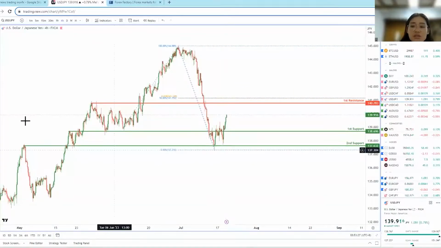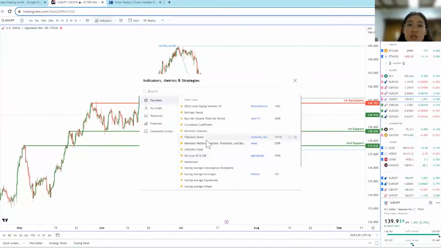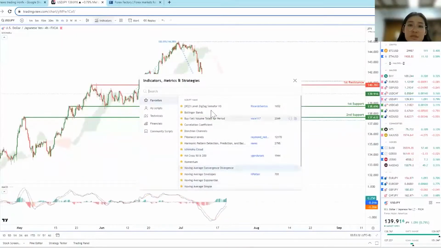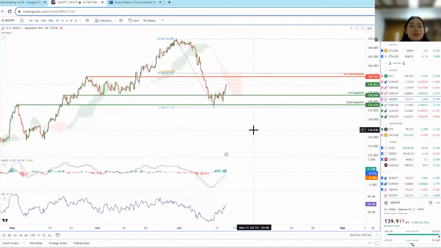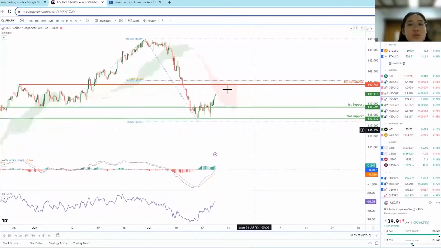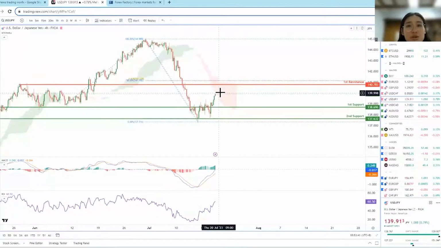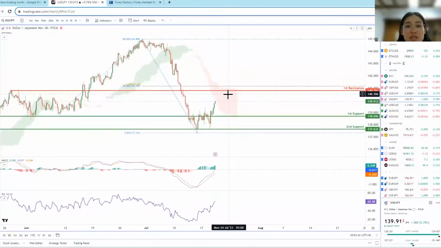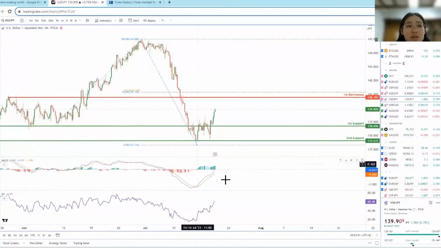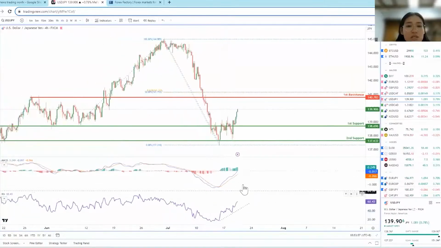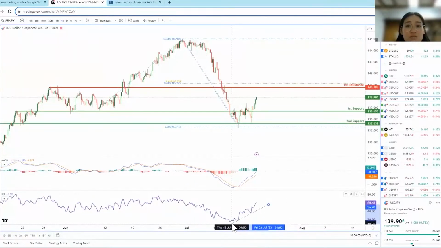So let's quickly look at some indicators as well. Price looks like it's approaching, it looks like it's going to break into the Ichimoku cloud, but it hasn't yet, so it's still giving us a bearish signal. So I'm gonna remove that. Price on our MACD giving us a bullish signal, and on our RSI as well.